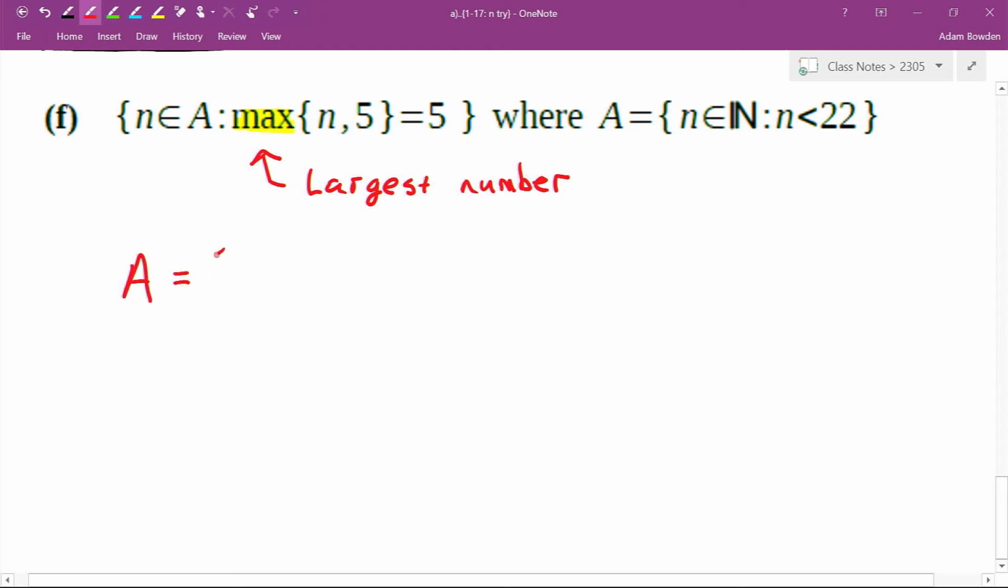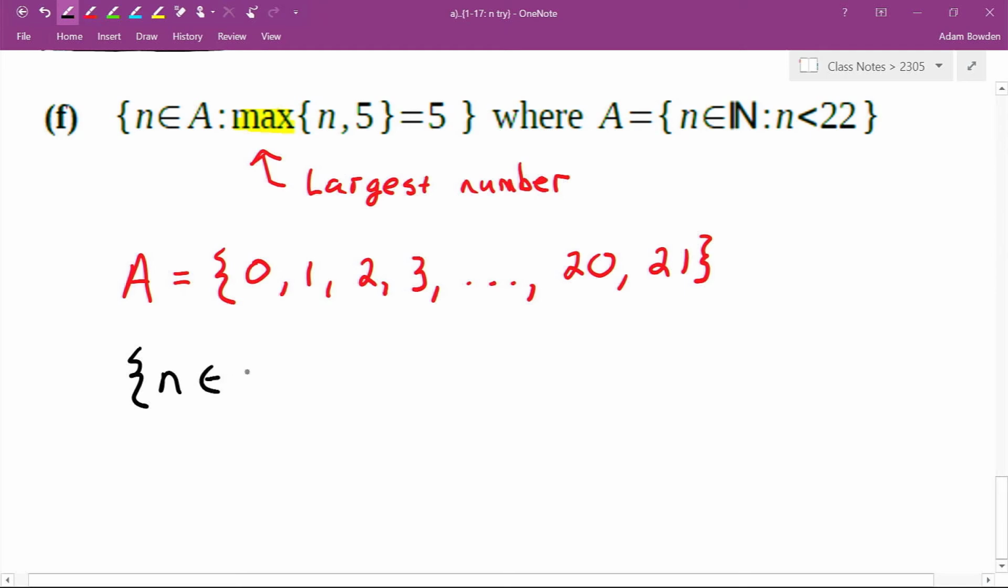A itself, let's list out the elements of that set. It says the set of natural numbers such that n is less than 22. So it's going to be starting from 0, 1, 2, 3, and then it'll just keep on going all the way up to 20, and then finally up to 21. That's going to be the elements in set A. Okay, now if we look at the set of n, element of A, such that the max of n and 5 is equal to 5.